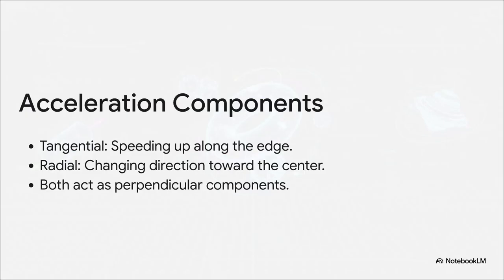Now, what's really fascinating about this is how we break down what a point on a spinning object actually experiences in real life. Imagine you're a little bug sitting right on the edge of a spinning merry-go-round. Because you're rotating, you actually have two completely different types of linear acceleration happening to you at the exact same time. First, you've got tangential acceleration.